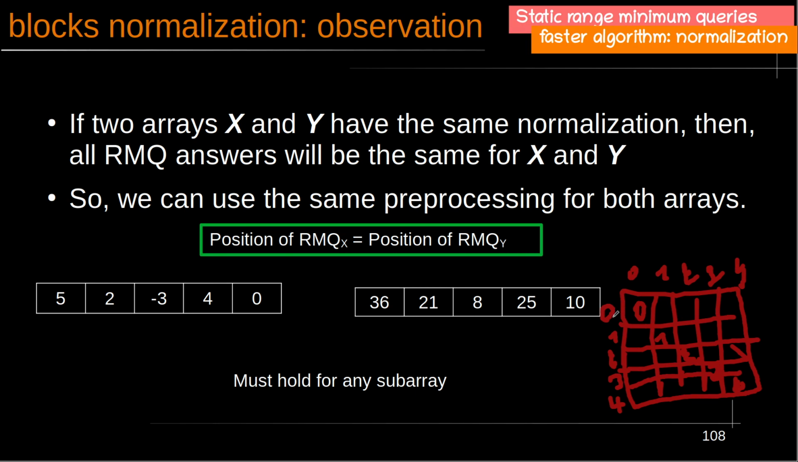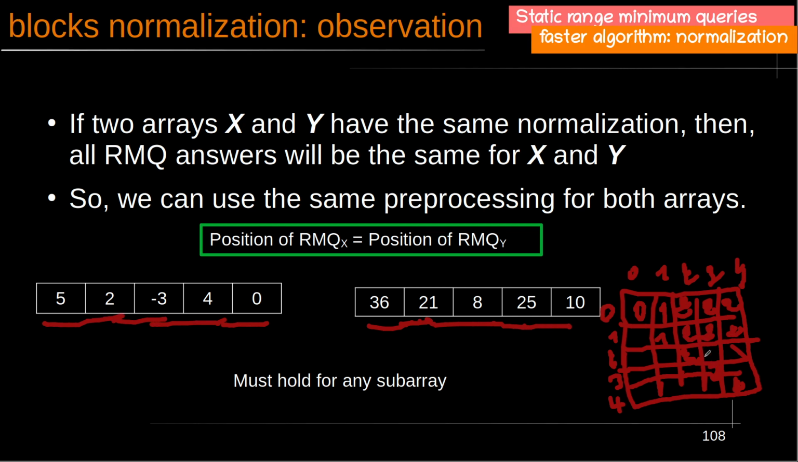For example, here the minimum from 0 to 1 for both is at position 1. The minimum from 0 to 2, for both, is at position 2. From 0 to 3 for both at position 2 also. From 0 to 4 for both at position 2. Here 8, here minus 3. Now the minimum from position 1 to 2 is at position 2 for both. 1 to 3 at position 2. 1 to 4 at position 2 for both.